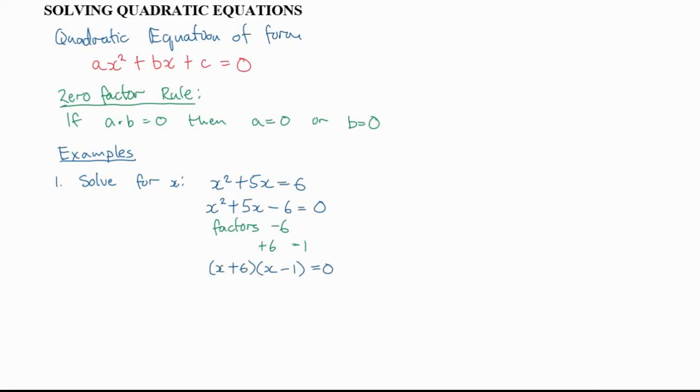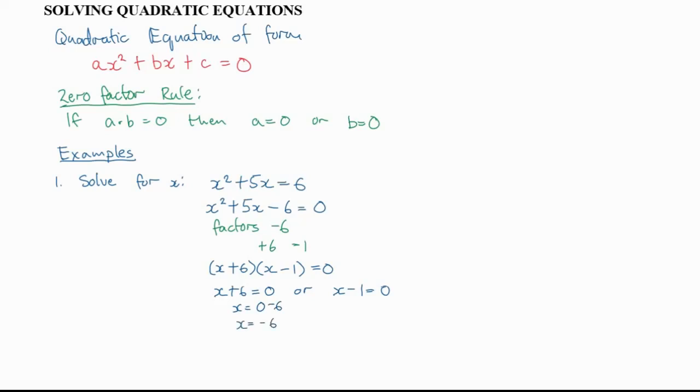Now we're going to invoke our zero factor rule. Because of the zero factor rule, one of two things is going to happen: x plus 6 is the one that is equal to 0, the first bracket, or x minus 1, the other bracket, is the one that is equal to 0. Let's solve each of these one by one. Using inverse operations again, if x plus 6 is equal to 0, and I take this plus 6 over to the other side, then x is equal to 0 minus 6, which means x is equal to negative 6.